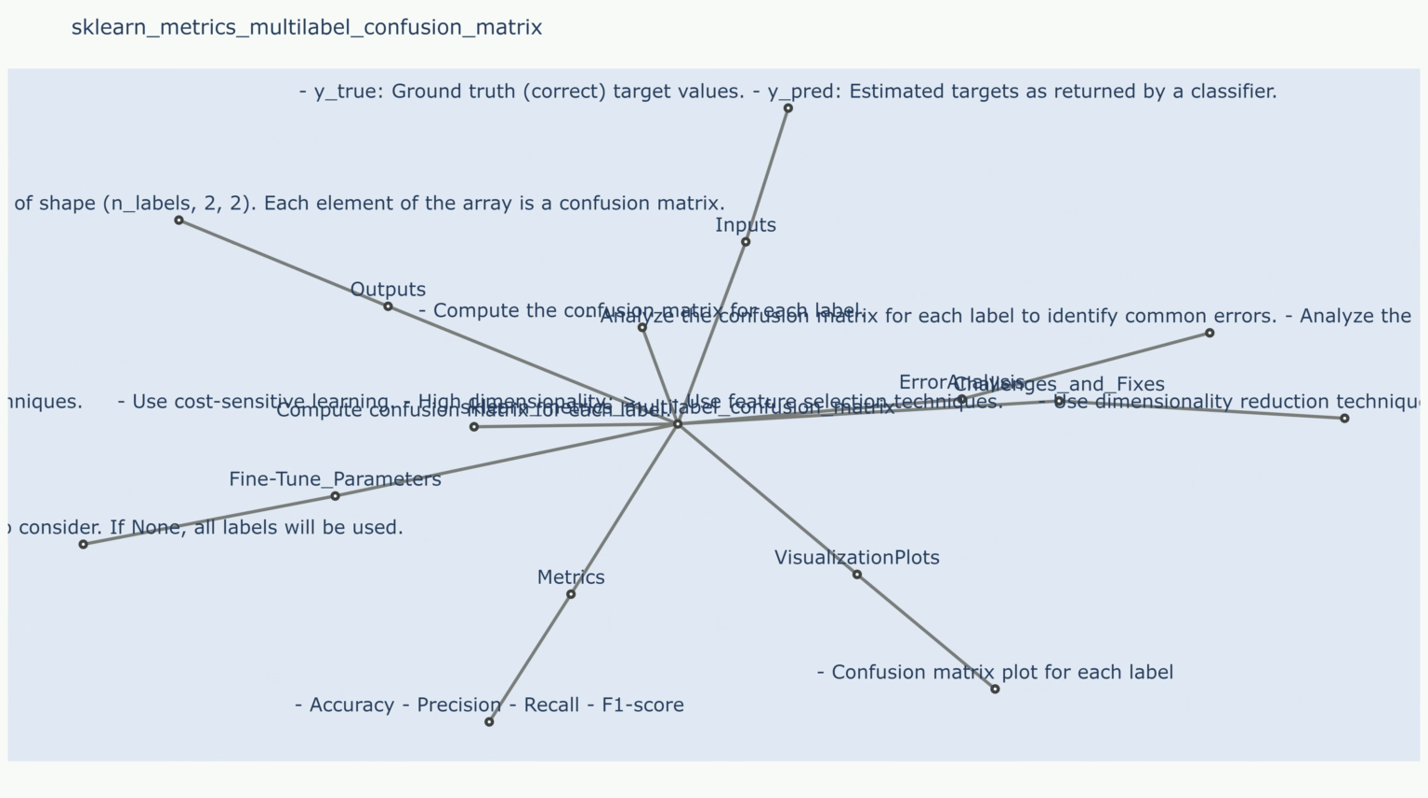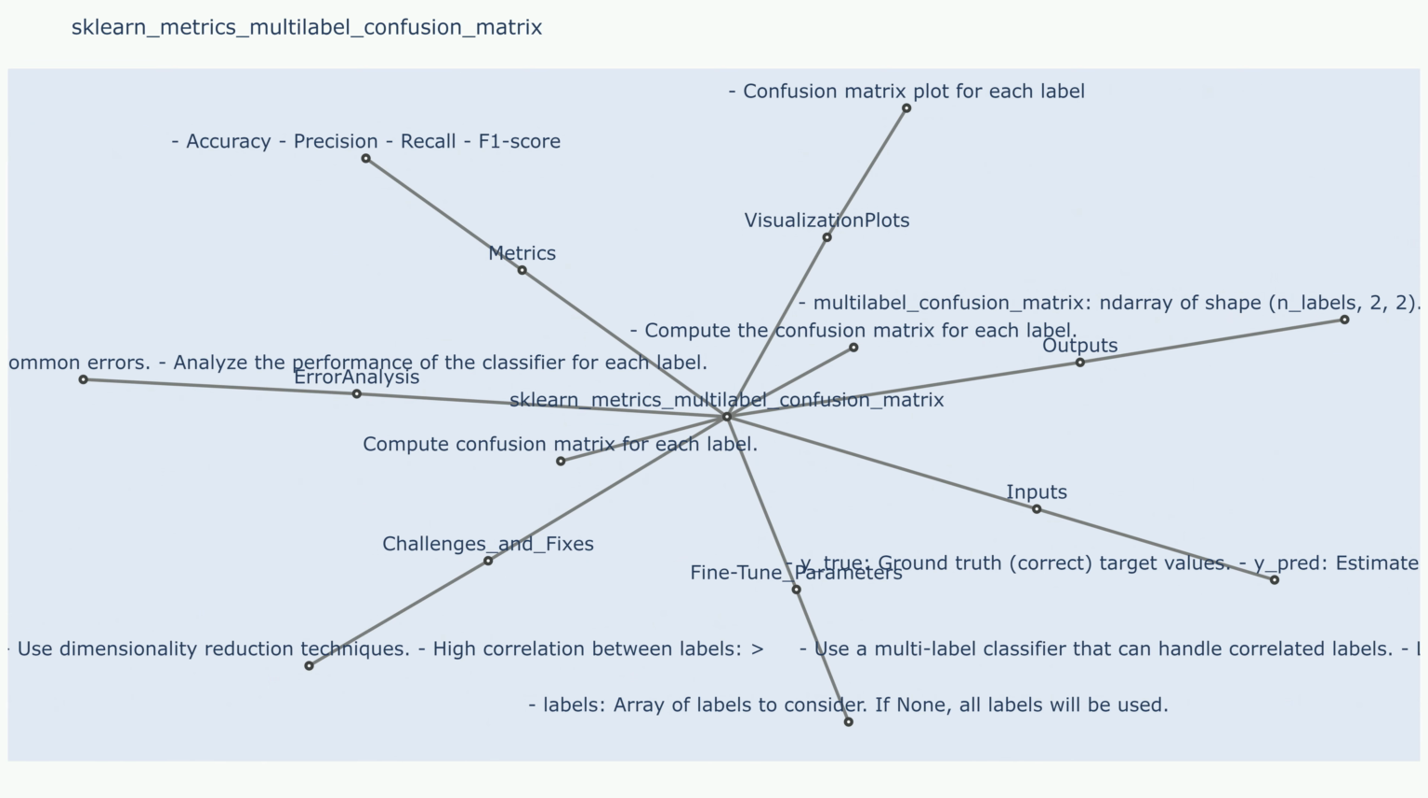ROC curve, a plot of the true positive rate (TPR) against the false positive rate (FPR) for different thresholds. This can be used to evaluate the trade-off between sensitivity and specificity. Fine-tune parameters. Labels (optional), an array of labels, specifying the order in which the confusion matrices should be returned. If not provided, the labels will be inferred from the data.